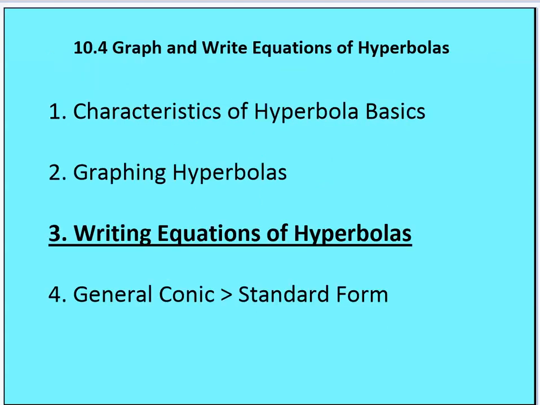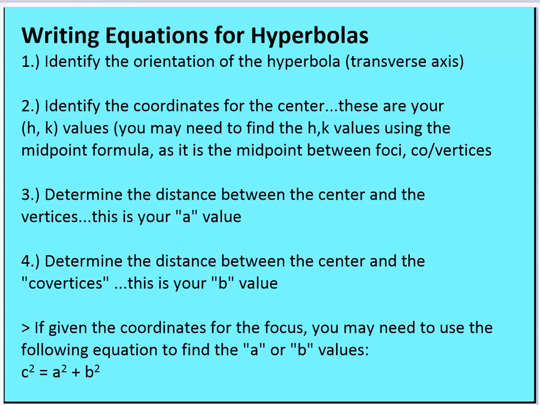Right, so now we're going to move on to writing equations of hyperbolas. When we write an equation for a hyperbola, first we want to identify the orientation of the hyperbola, so the transverse axis, and identify the coordinates for the center, these are the h, k values. Then we can use the midpoint formula to find the midpoint if we have the foci or the vertices or the co-vertices, which are just the b values that run along the axis that bisects the transverse axis, or runs through the center.